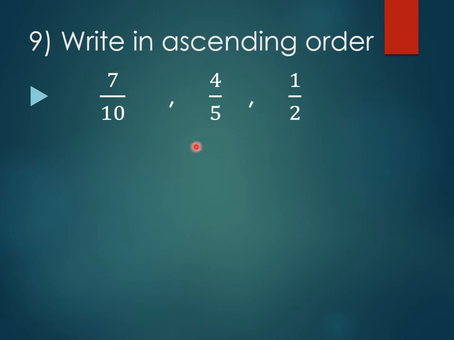Write in ascending order. Denominators are different, numerators are also different. Then we have to write these three with the common denominator. What is the common denominator?